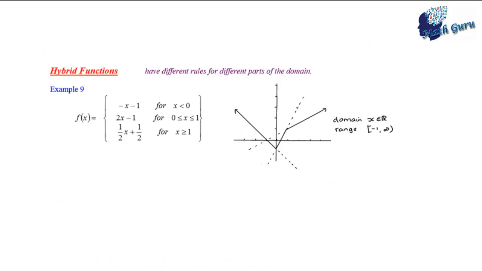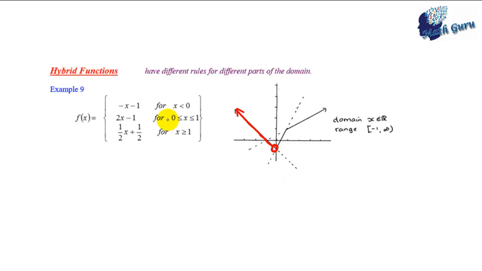Okay, hybrid functions. So we've got 3 different functions in this case for different parts of the domain. So I've got negative x minus 1 for x is less than 0. So when I sketch this, what I do is I go, okay, when x is 0, if I put it into this, I get negative 1. So I put an open circle at negative 1. And I know it's got a gradient of negative 1, so it's going to go down from left to right. And that function is defined from 0 backwards.